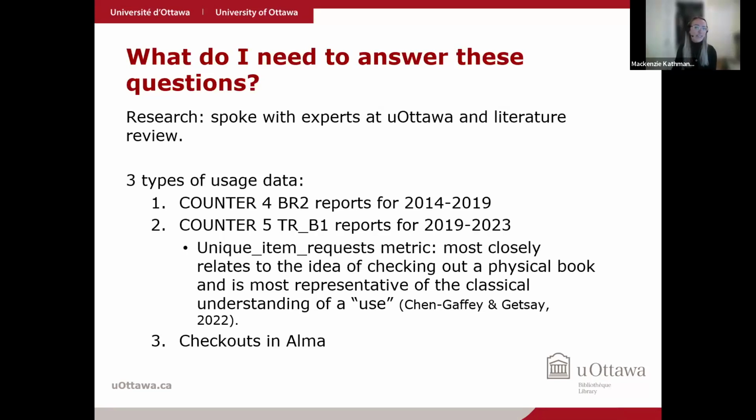In the Counter 5 TR_B1 reports, there's the unique item requests metric, which is maybe the best representation of what we think of as a checkout of a physical book. So this means that someone has gone to the book, and it doesn't matter how many chapters or clicks or how long they were there, it just records one use. And in the literature, they argue that it's similar to how when someone checks a book out, they could read it cover to cover, or they might go to the chapters that they feel are relevant, or they might not use it at all. We really don't know how it's being used. And regardless of how it's being used, we just record that one checkout.